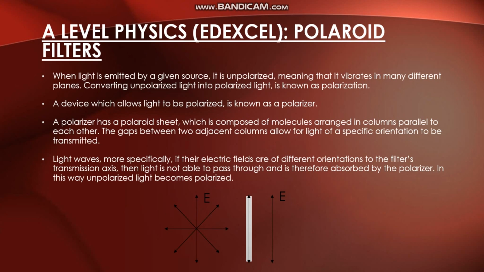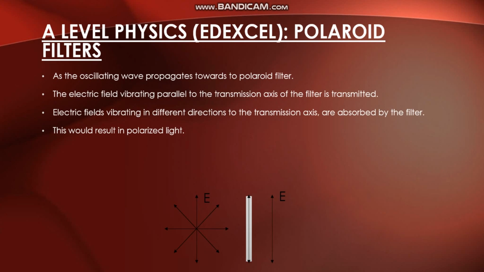known as a polarizer. Now, a polarizer has a Polaroid sheet which is composed of molecules arranged in columns parallel to each other, and the gaps between two adjacent columns allow for light of a specific orientation to be transmitted. Light waves, and more specifically if their electric fields are of a different orientation to the filter's transmission axis, then light is not able to pass through and is therefore absorbed by the polarizer, and in this way unpolarized light can become polarized. And I'll explain more about this in the next slide.